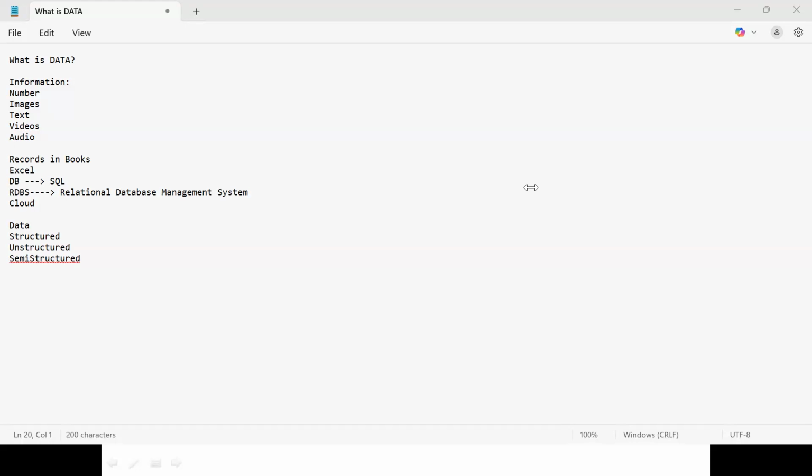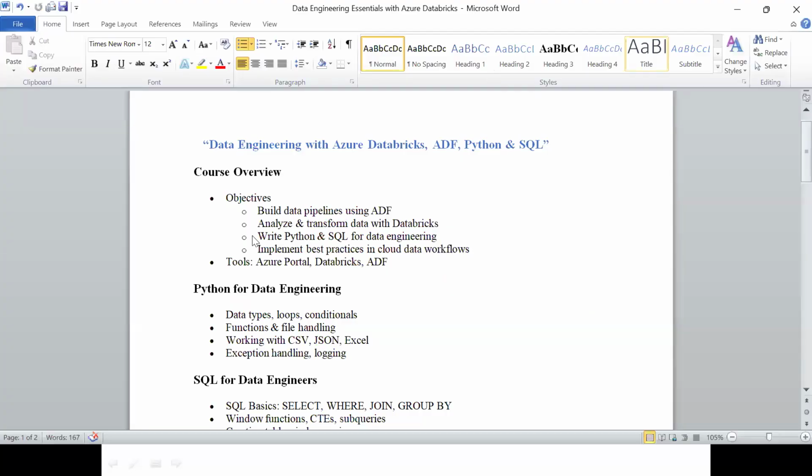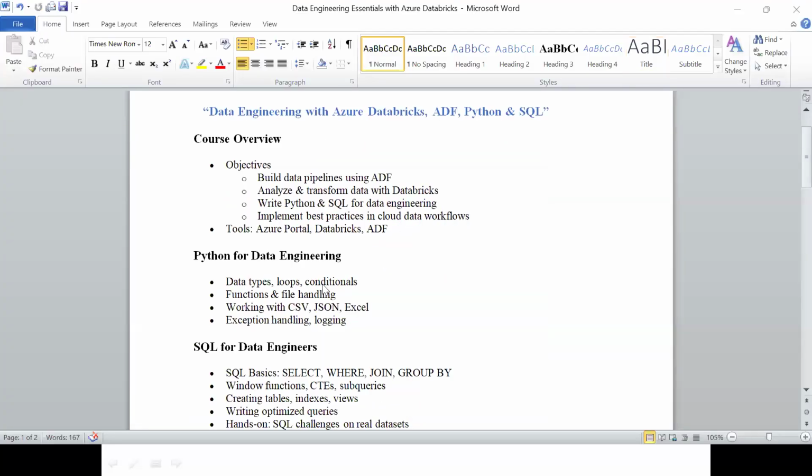Quick thing. As part of this course, are we going to do Databricks in PySpark or in Azure in Spark SQL? Yes, we'll talk about it. First, let me go through. I think you guys have already gone through the course content that we have.